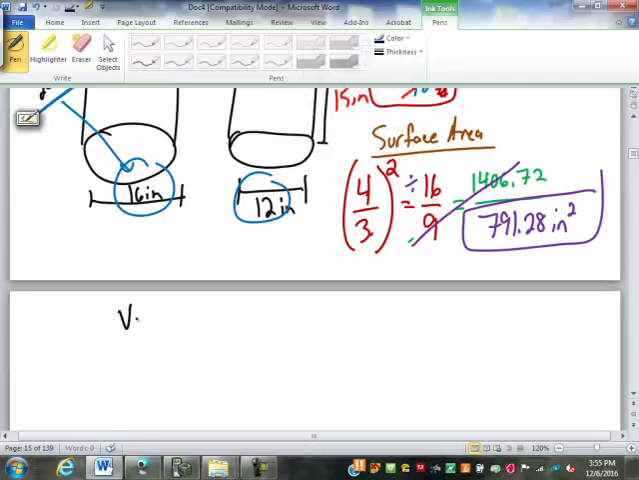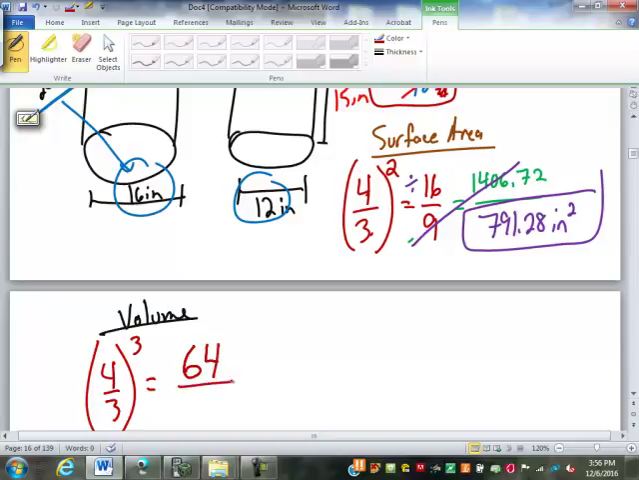How about volume? Well, 4 to 3 is still my ratio of lengths. What am I going to do to those to get a ratio of volumes? Well, we're going to cube it. Volumes are three-dimensional. 4 cubed, 4 times 4 times 4, is 64. What's 3 cubed? 27. Very good. So my ratio of volumes is 64 to 27.